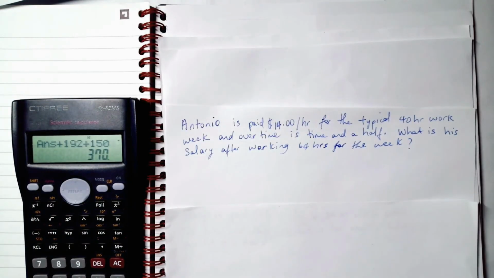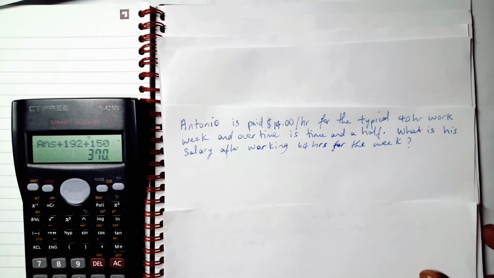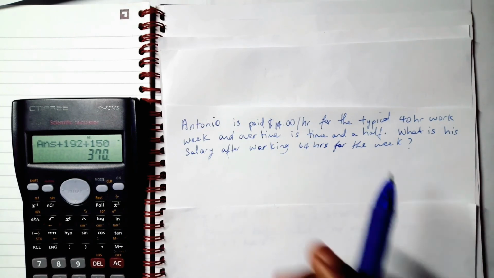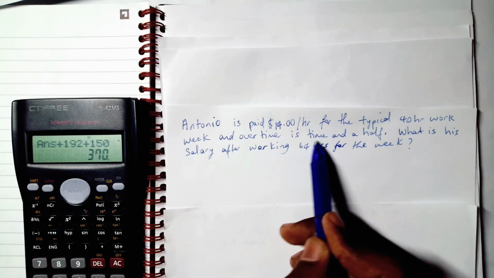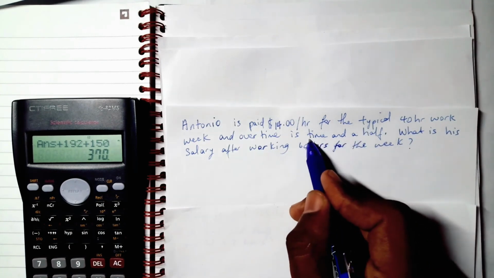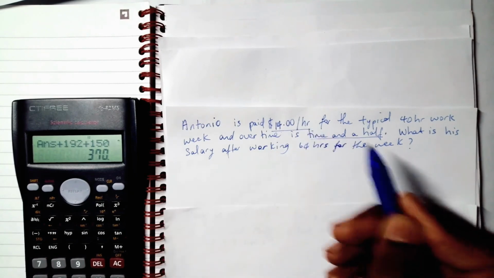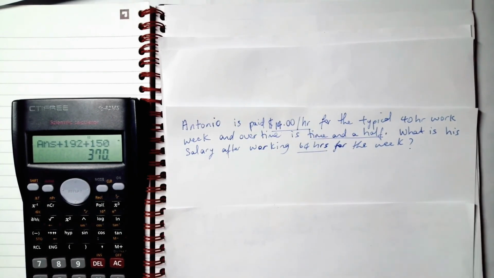Okay, great. Antonio is paid $14 per hour for the typical 40-hour work week, and overtime is time and a half. What is his salary after working 64 hours for the week? So we know that he worked 64 hours for the week. He's paid $14 per hour and is paid time and a half. So this is important, and also this, because they tell you that it's a 40-hour work week.